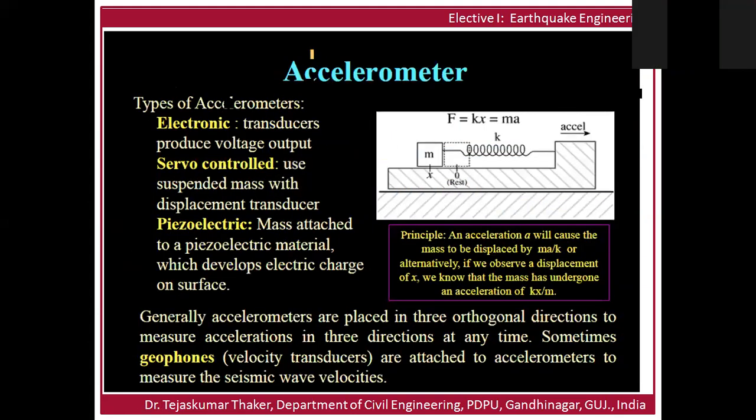Right? Now, let's see the type of accelerometer which has been plotted here. Now you can see this is the electronic transducer.